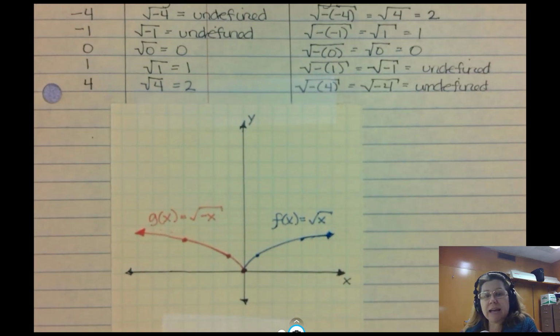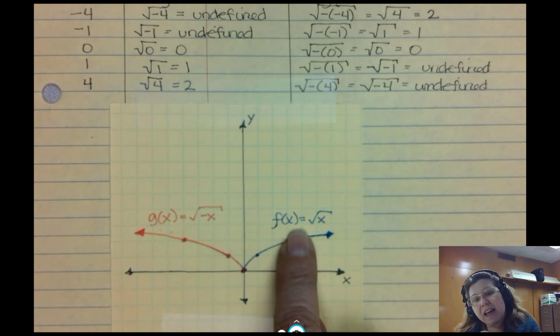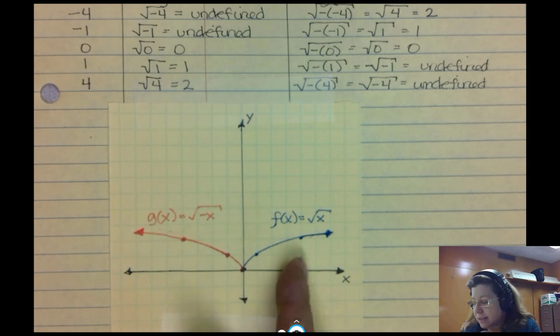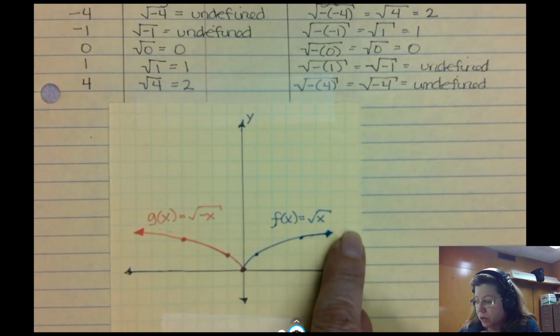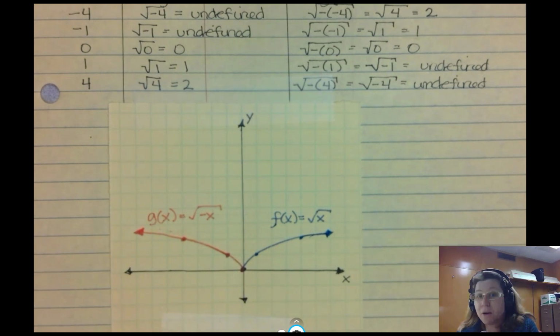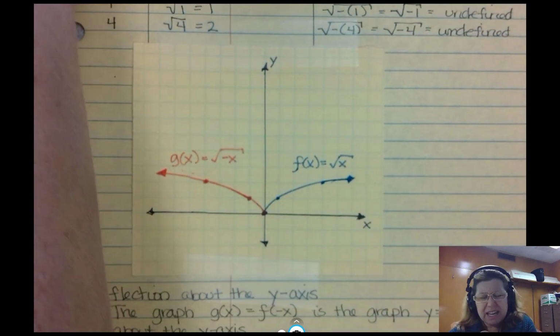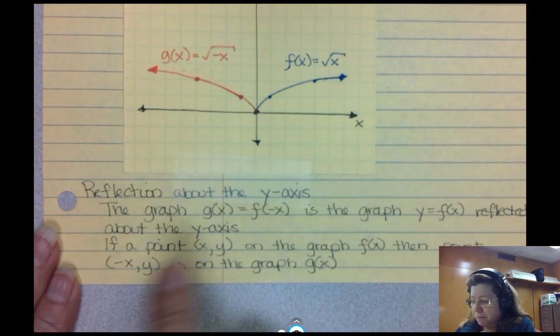As it turns out, g of x is the reflection of f of x along the y-axis. It's the mirror image of it. So where f of x goes towards the right, g of x goes towards the left. It is a reflection about the y-intercept or y-axis. Now let's just clean it up, finish it up.